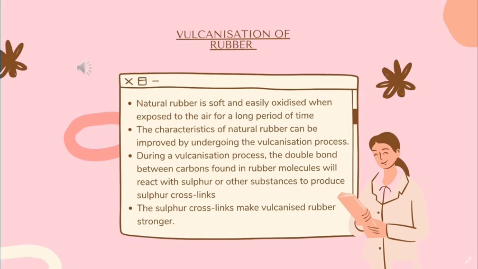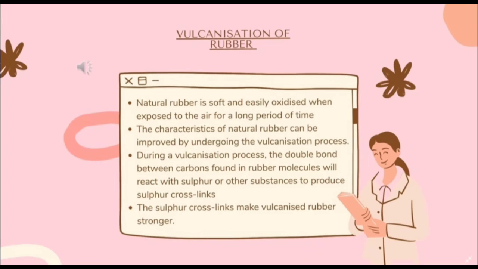Vulcanization of rubber. Natural rubber is soft and easily oxidized when exposed to the air for a long period of time. The characteristic of natural rubber can be improved by undergoing the vulcanization process. During the vulcanization process, the double bond between carbons found in rubber molecules will react with sulfur or other substances to produce sulfur cross-links. The sulfur cross-links make vulcanized rubber stronger.